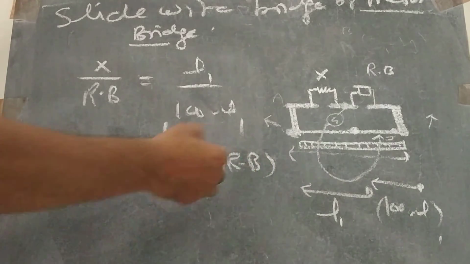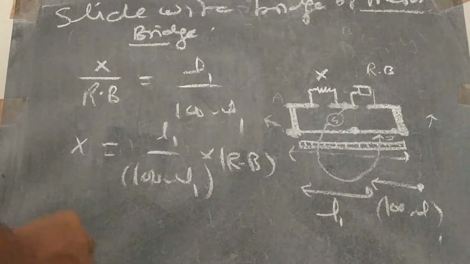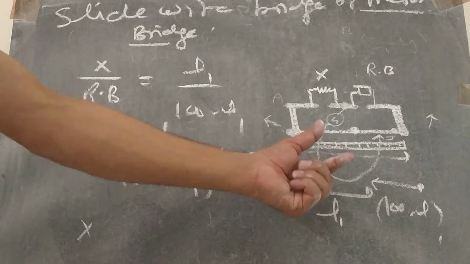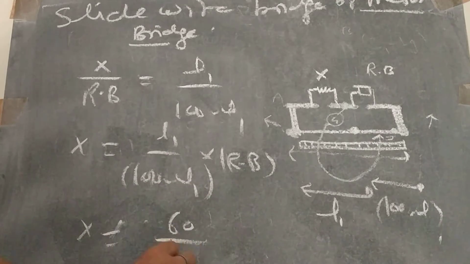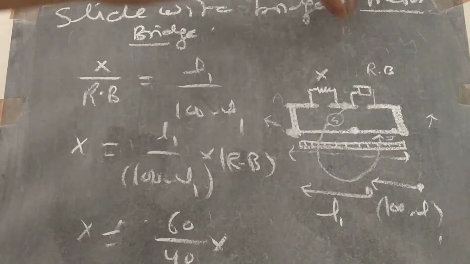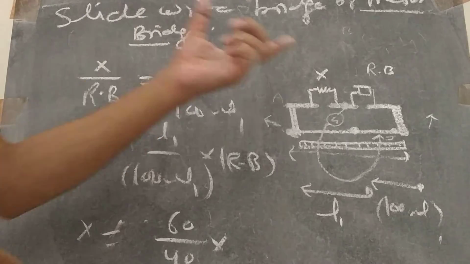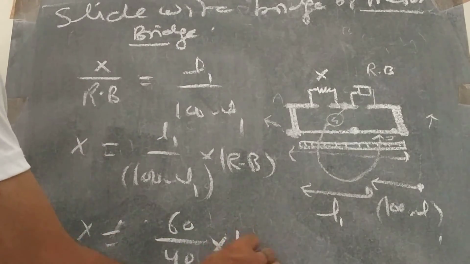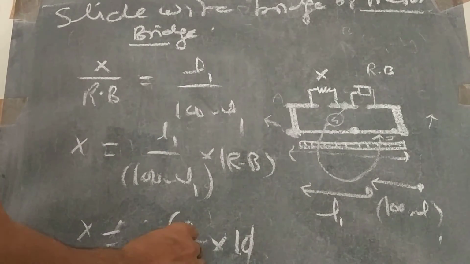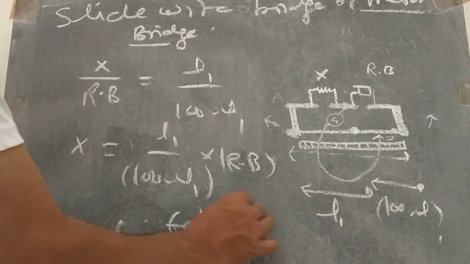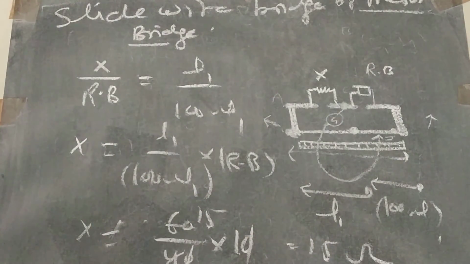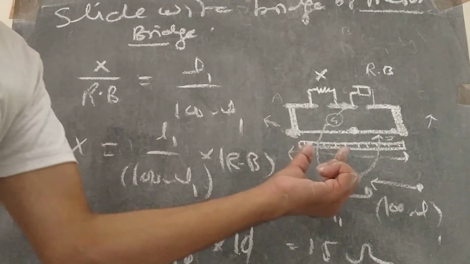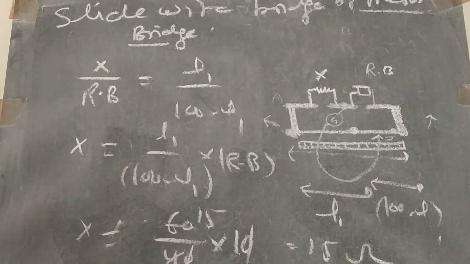So RB is known resistance. For example, if we obtain the null point at 60 centimeter, then we can write X equals 60 by 100 minus 40. If we remove the studs of resistance 10 ohm from this box, then we have into 10 and we are left with 15 ohm. Resultant resistance will be 15 ohm. So this is the rule. It is based upon the fact that resistance is directly proportional to length.